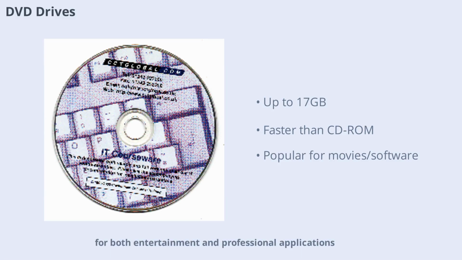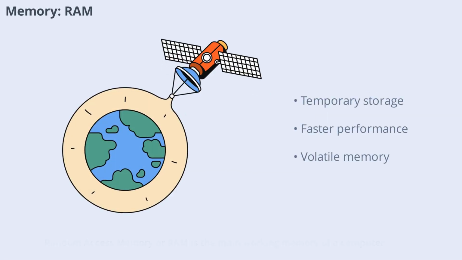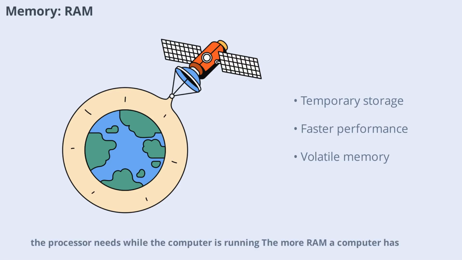Random access memory, or RAM, is the main working memory of a computer. It temporarily stores data and programs that the processor needs while the computer is running. The more RAM a computer has, the faster it can operate, especially when running multiple programs. However, RAM is volatile, meaning all information is lost when the computer is switched off.